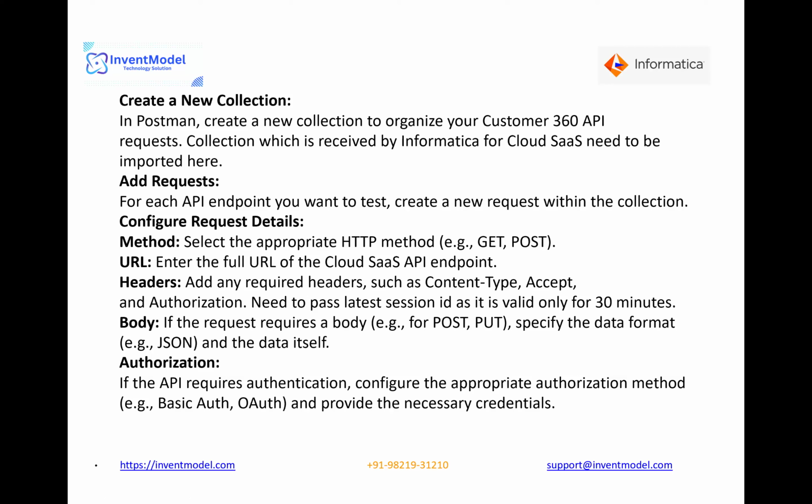This URL actually doesn't work straight away. We need to do some modifications on it so that this MDM can understand it. And then we have the headers. Add any required headers such as content type, accept, and authorization. In the header, you put content type, accept, and any authorization that needs to be passed. Also we need to pass the latest session ID. We need to get the session ID and then pass it, because this is important for logging in and connecting to the server.